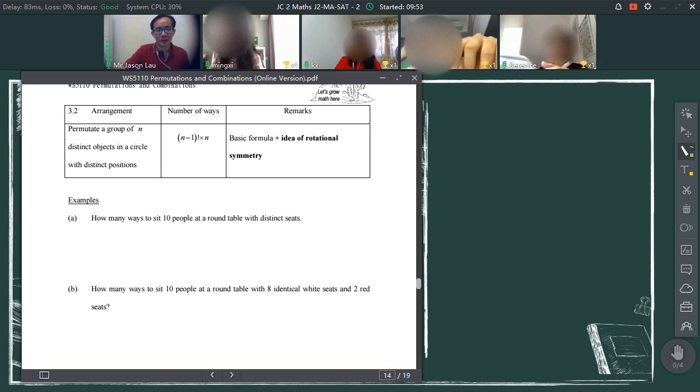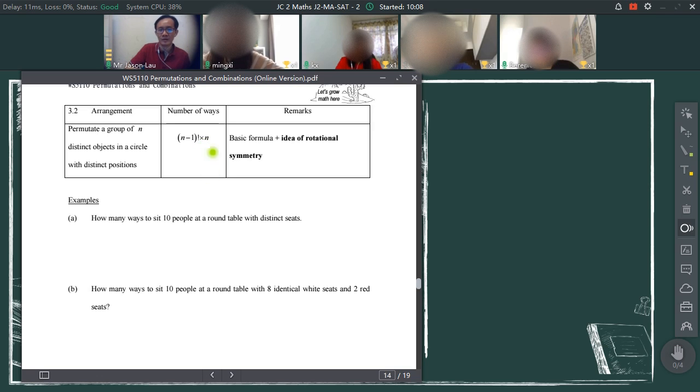Permutate a group of n distinct objects with distinct seats. So this is your (n minus 1) factorial for your basic formula, and then times n. You get this idea because of the rotational symmetry. So you have n seats, you times n, so that you will get all the arrangements taken care of.